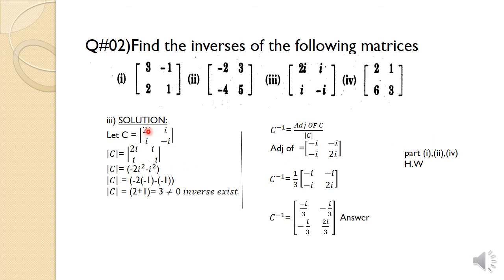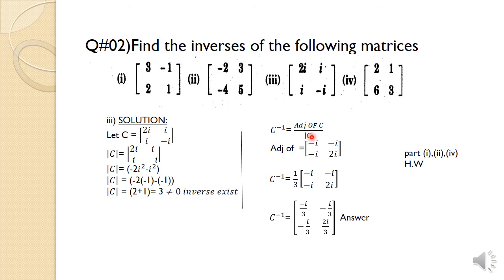And how to take the determinant? For the determinant, you simply multiply the diagonal entries, and in the formula we have a minus in the center: AD minus BC. Basically this is the formula, AD minus BC. So after taking the determinant, you have to find the inverse.